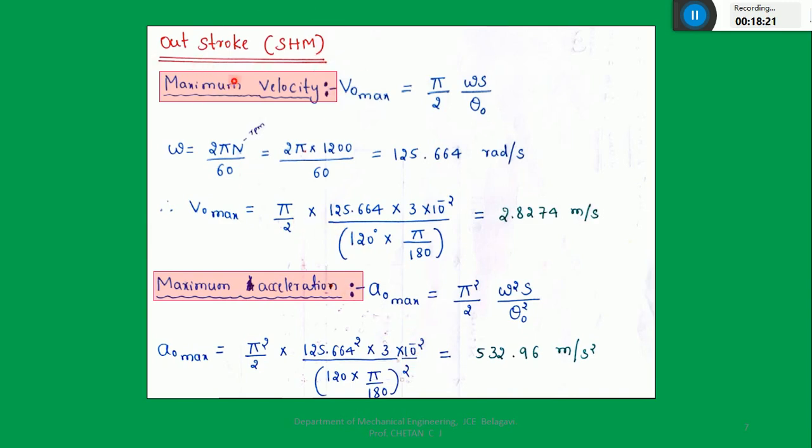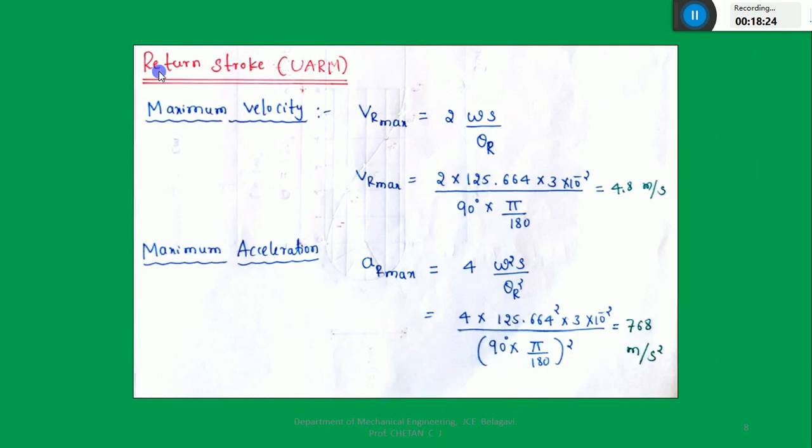If this is clear, I'll go to the return stroke. The outstroke is over. Next is the return stroke, and it is given with uniform acceleration and retardation motion. I'll write down the formula corresponding to this UARM. And these things were already discussed in the second class during the introduction of the cam. If any doubts, please go through that. And the formula for maximum velocity is 2 omega s divided by theta r.